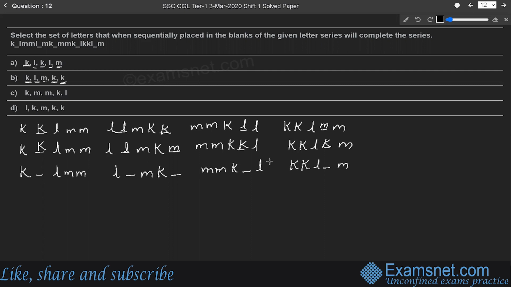Okay. So putting the third option, in the first blank it will be K, in the second blank it will be M, in the third blank it will be again M, in the fourth blank it will be K, and in the fifth blank it will be L.